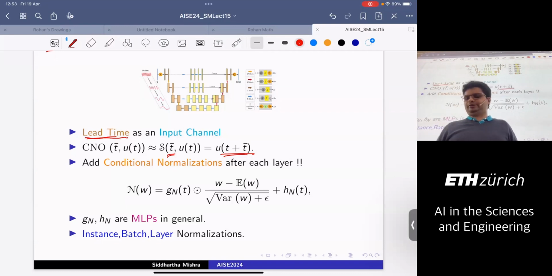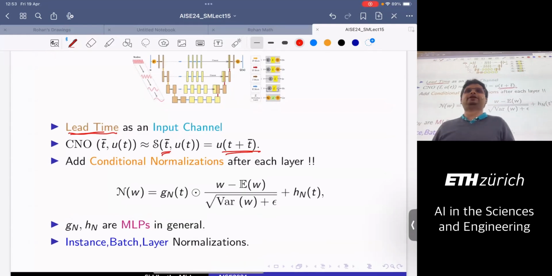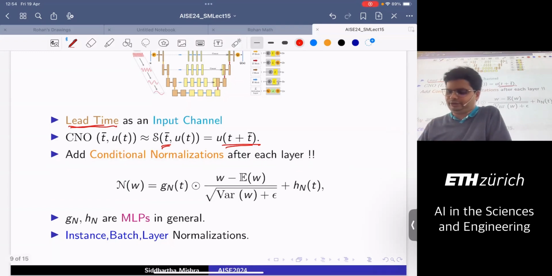But in this form, it does not really work, because this is too little an input. These networks have lots of layers, and by the time you go to the 10th layer, the fact that you have time as an initial input is forgotten, because you have to somehow process the time. You have to keep it as a running input. This is done by using what are called conditional normalizations. Let me explain this, and maybe in the next lecture I'll give you a little more detail, because we are really running out of time. So what are conditional normalizations?